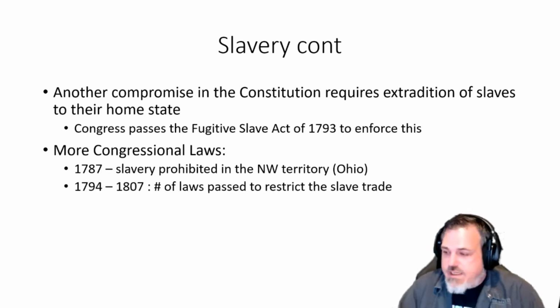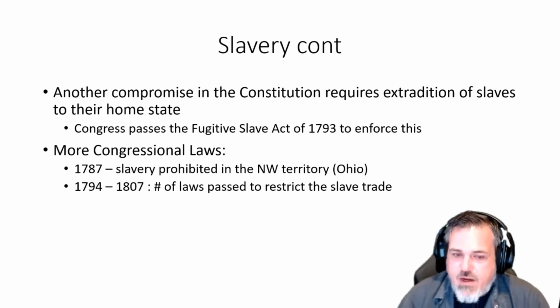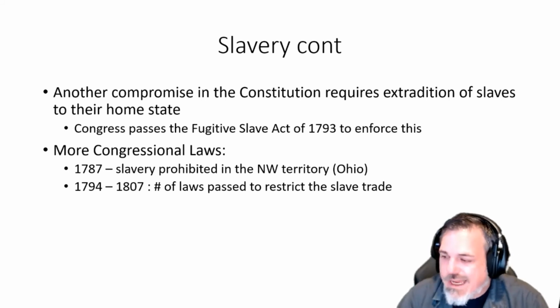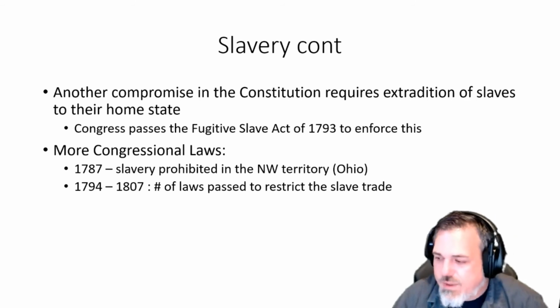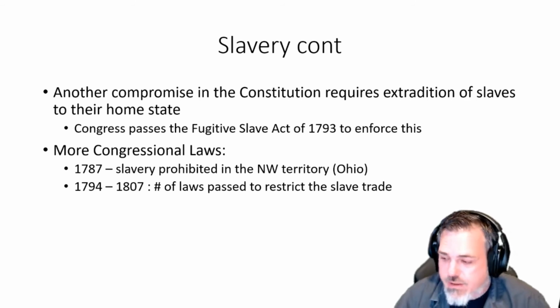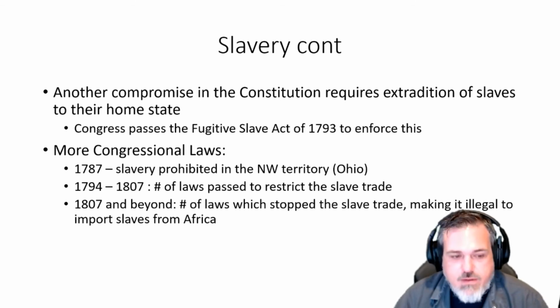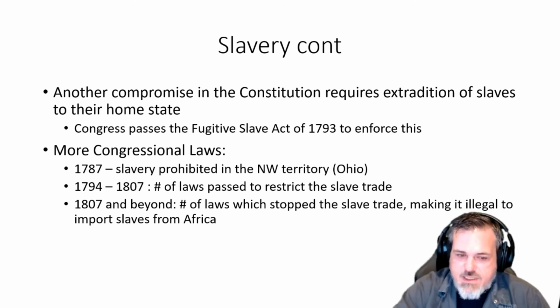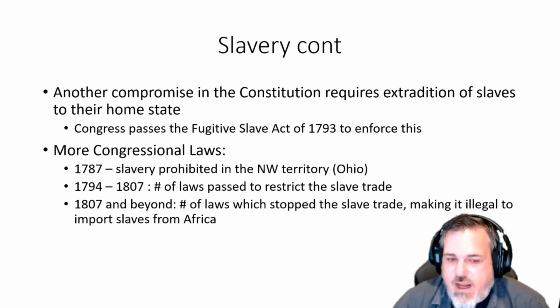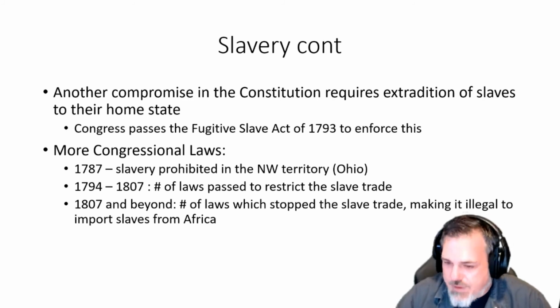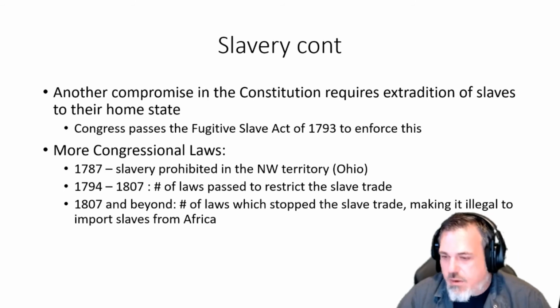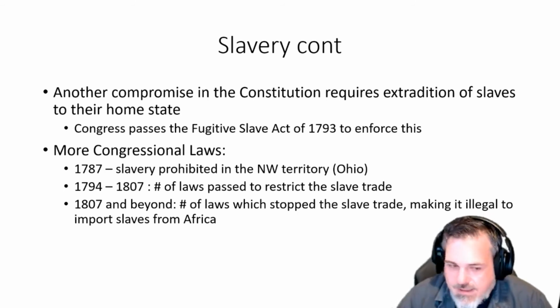From 1794 to 1807, almost a countless number of laws were passed which attempted to restrict the slave trade without absolutely abolishing it, but attempted to restrict it in a variety of ways. But from 1807 on, Congress began passing laws which attempted to stop the slave trade, and also simply made it illegal to import slaves from Africa.